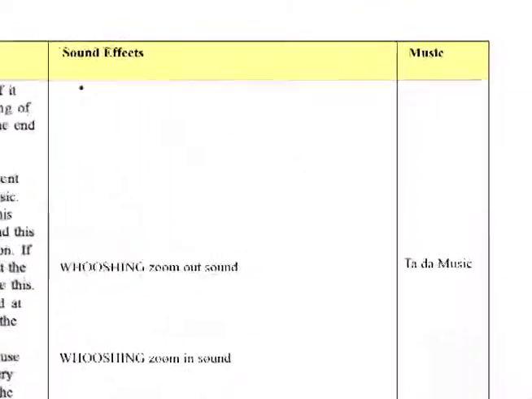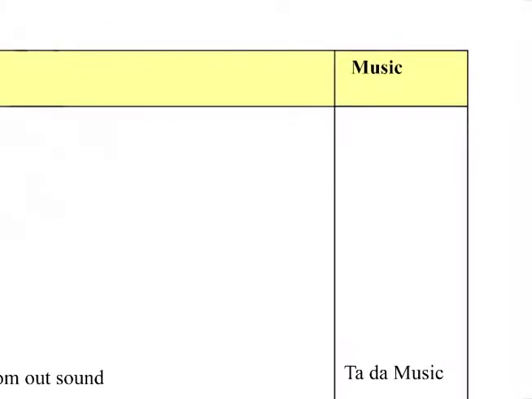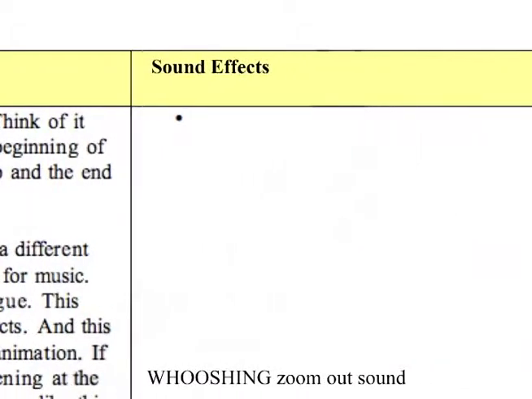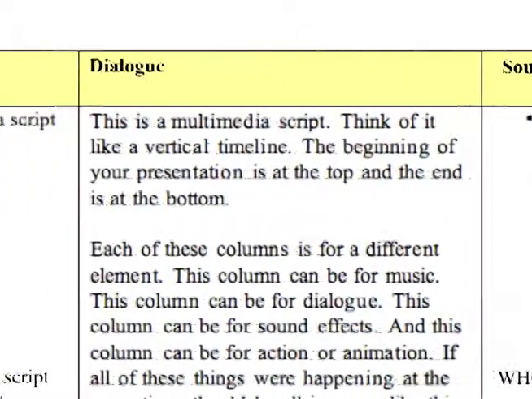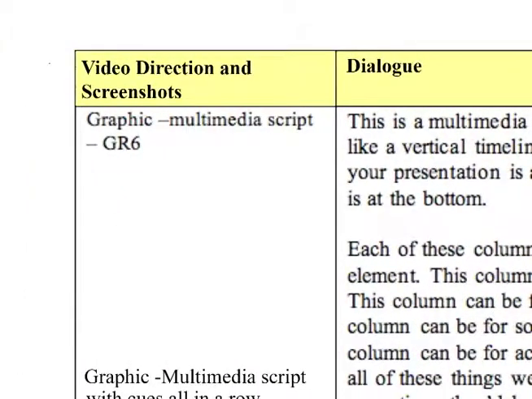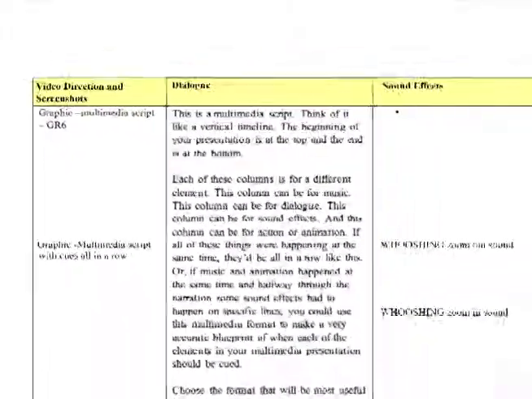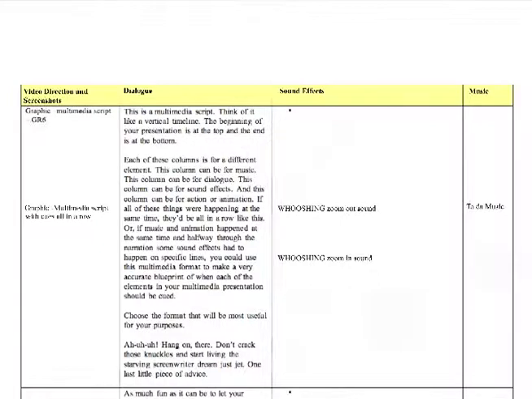Each of these columns is for a different element. This column can be for music. This column can be for dialogue. This column can be for sound effects, and this column can be for action or animation. If all of these were happening at the same time, they'd be all in a row like this.